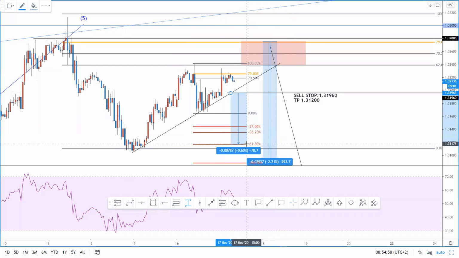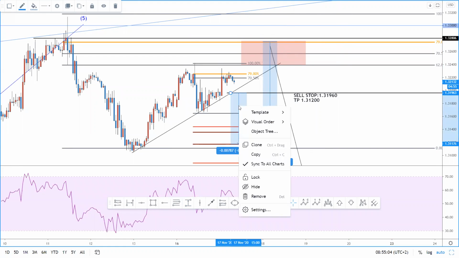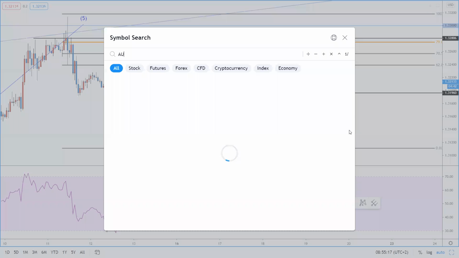So we are targeting about 78 pips. 78 pips, worth an opportunity. So this may happen, they may all happen at 10 a.m. or they may happen at 12 p.m. Just take note of that.